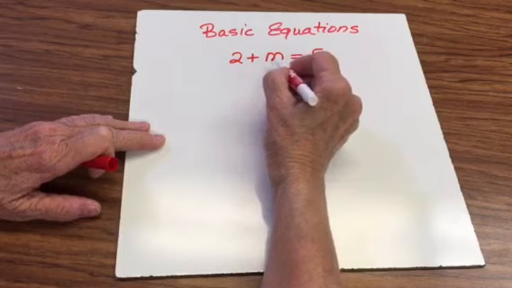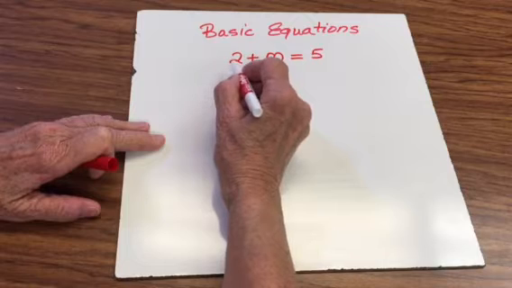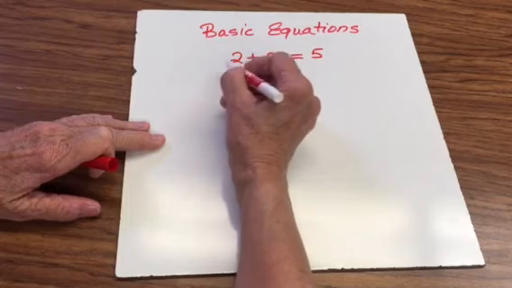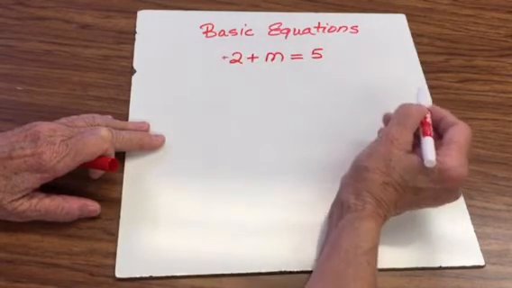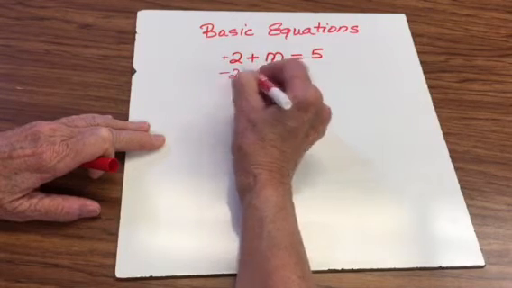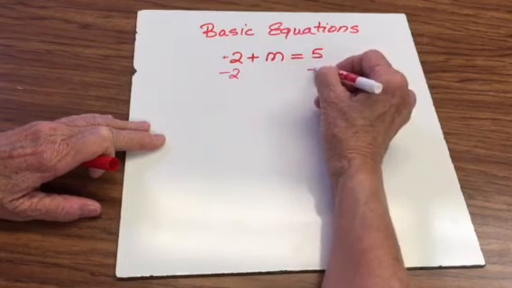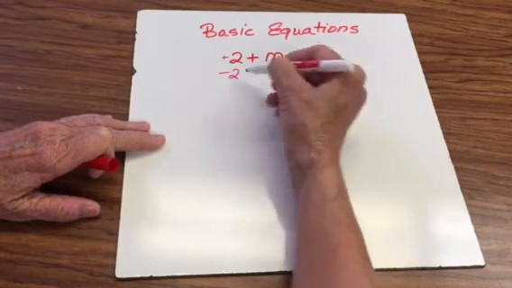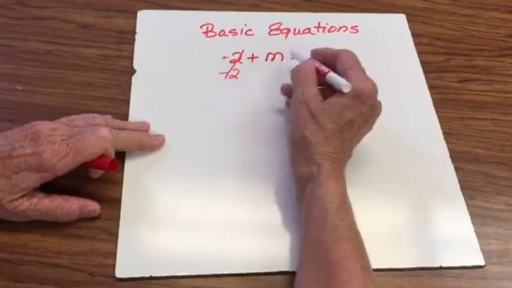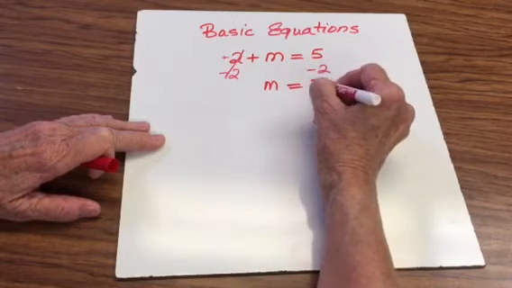Before I can tell what the m is, I have to get rid of that 2. To get rid of a positive number, you have to subtract it. This is already positive. We just don't write it like that. So to get rid of a positive, I have to say -2. If I say -2 on this side of the equation, I have to say -2 on that side as well. 2 take away 2 is 0. What do I have left? A positive m. So I will say m equals 5 take away 2, 3.